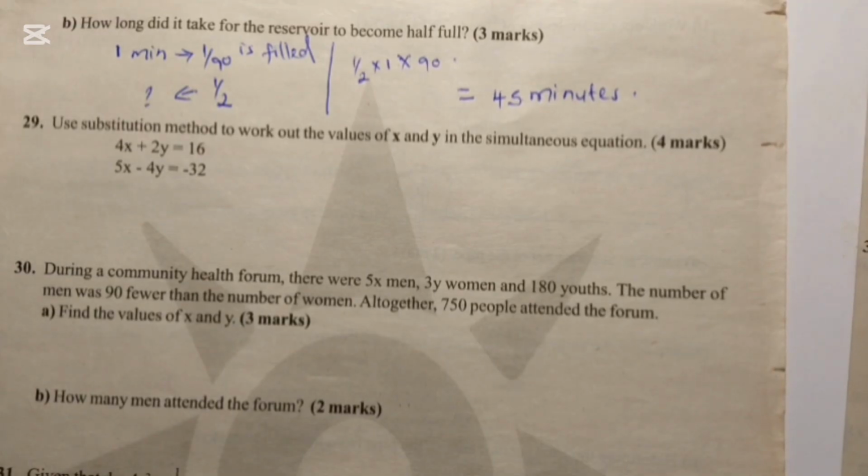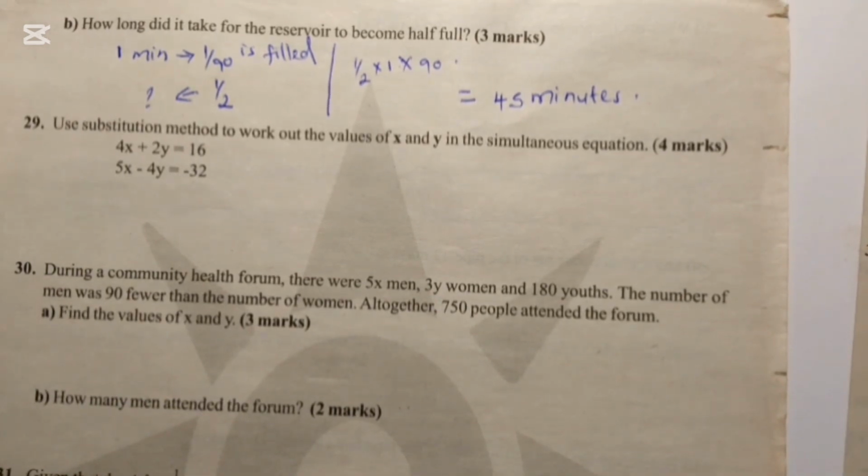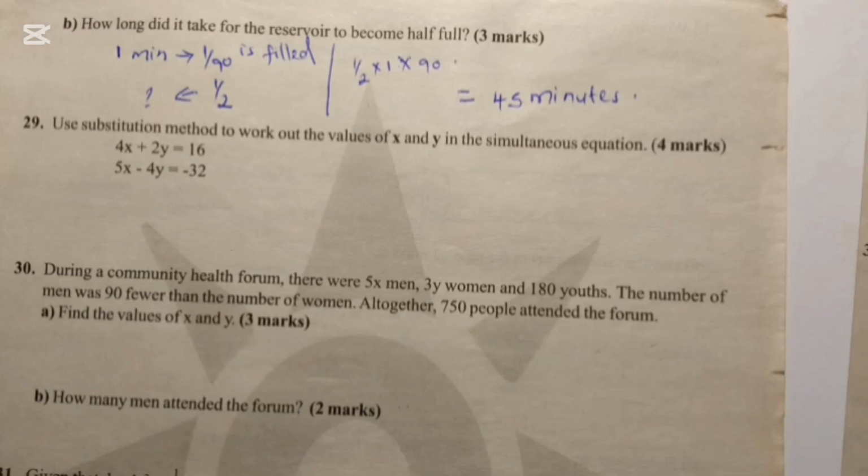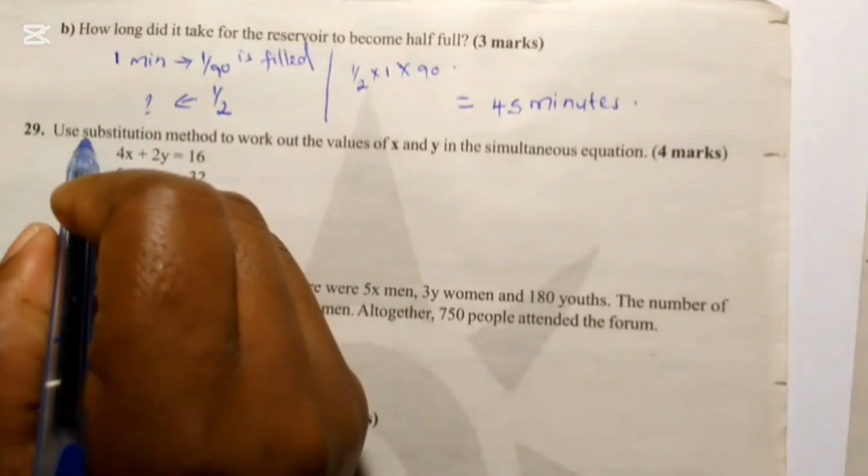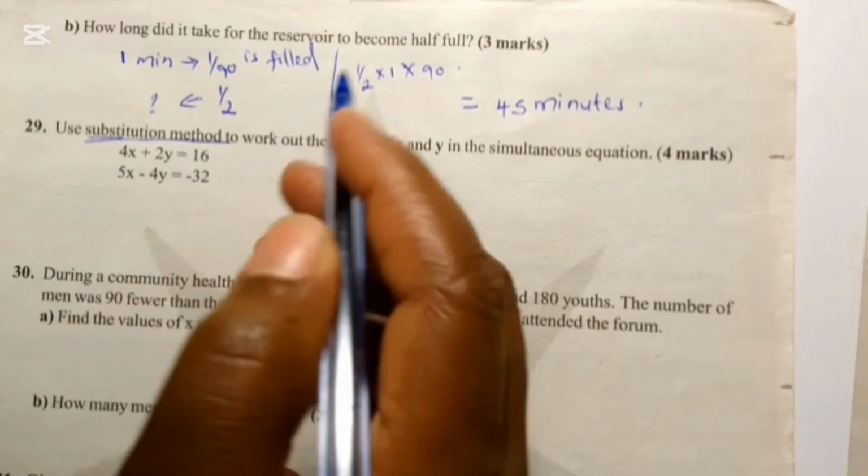Use substitution method to work out the values of x and y in the simultaneous equations 4x + 2y = 16 and 5x - 4y = -32. The keyword here is substitution method.